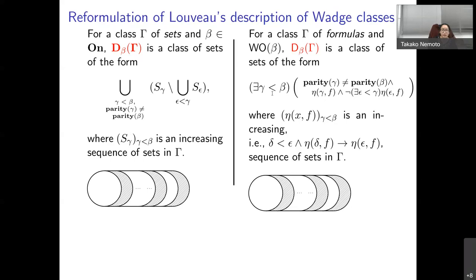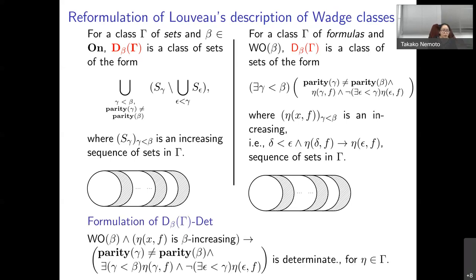I defined it like this: there exists some gamma less than beta, comparing the parity of them and taking a difference. And so just indicate the usual setting of this group Z theory with formulas. Then we can formalize determinacy for the class difference hierarchy.